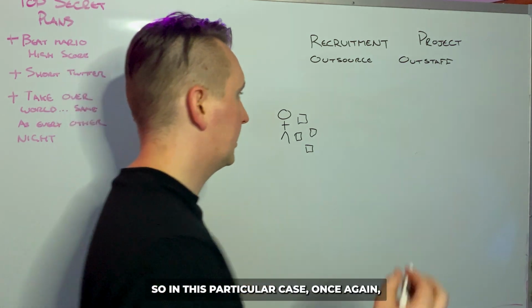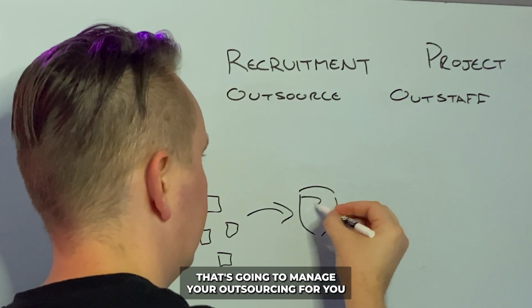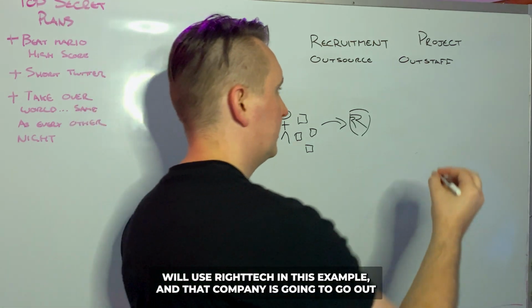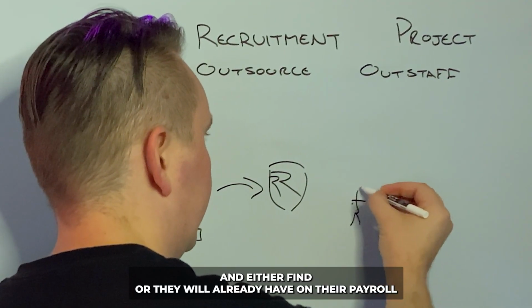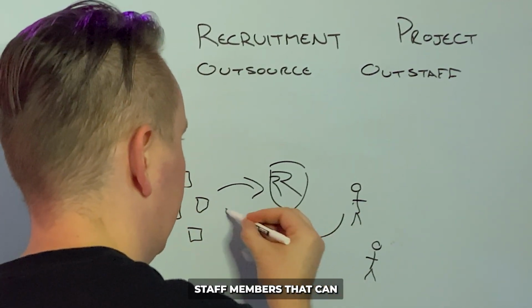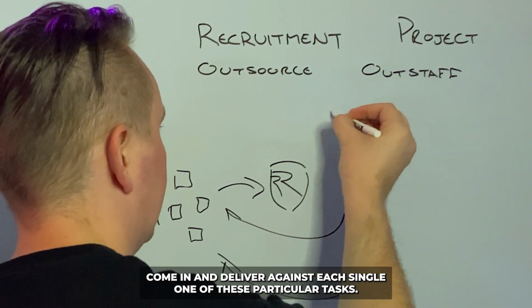So in this particular case, once again, there's generally a company sitting in the middle that's going to manage your outsourcing for you. We'll use RightTech in this example. And that company is going to go out and either find, or they'll already have on their payroll, staff members that can come in and deliver against each single one of these particular tasks.